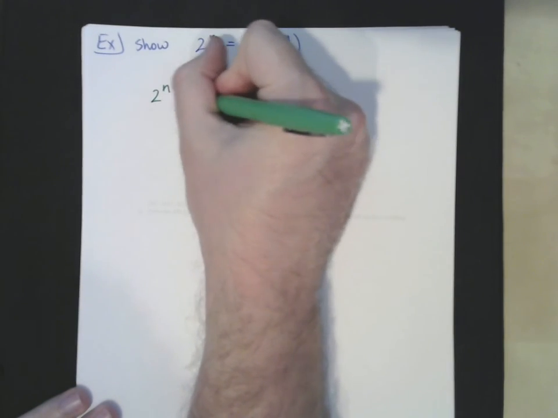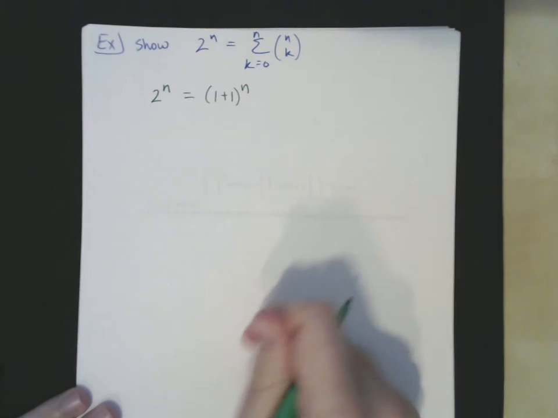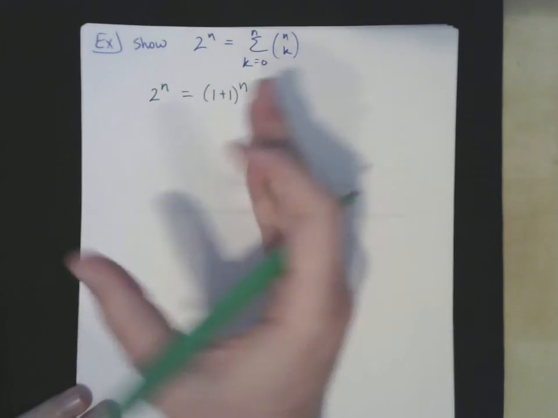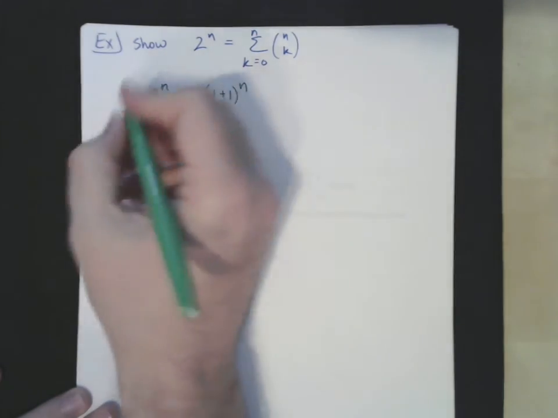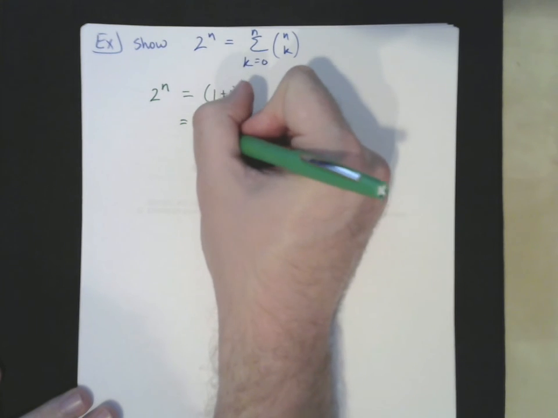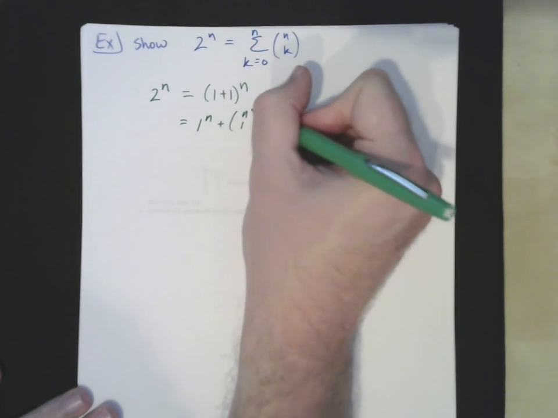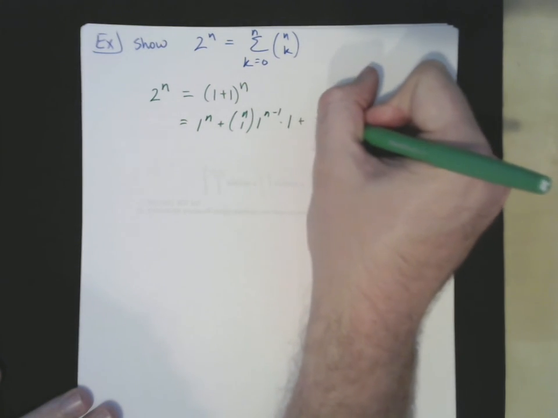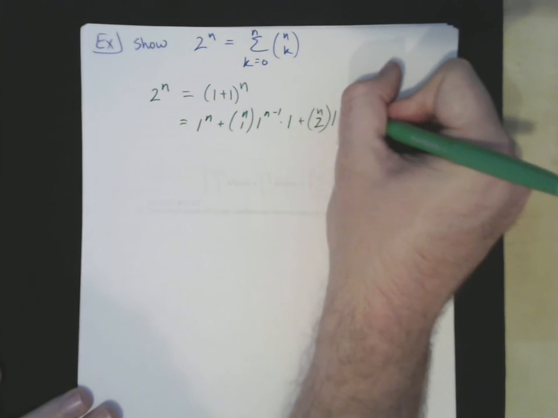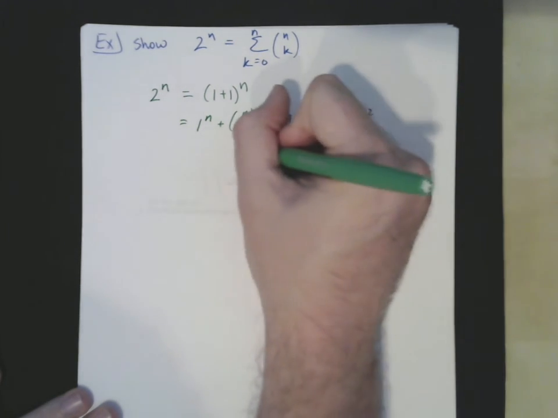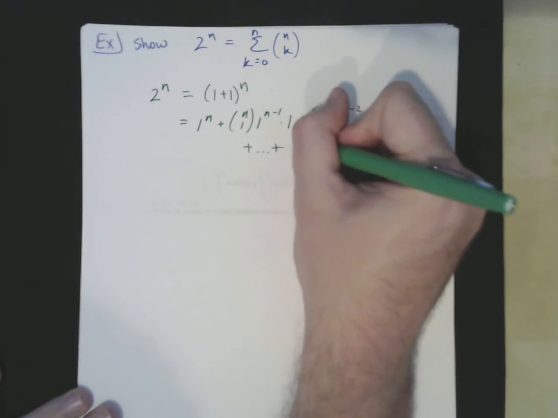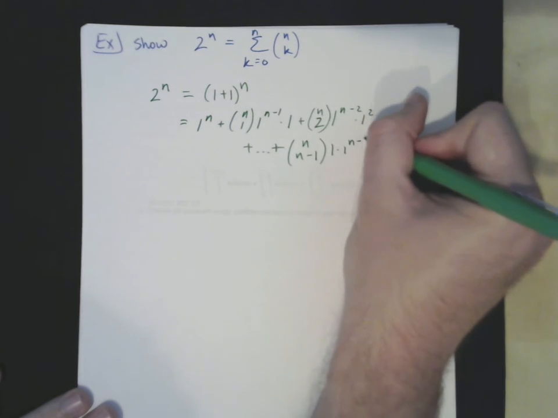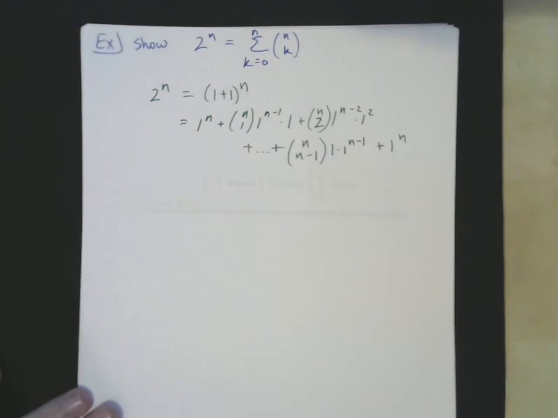So 2 to the n is really 1 plus 1 to the n. Well, now we have a binomial expansion. Remember, a and b just need to be real numbers. We typically have them as variables, but they don't need to be. So using our binomial theorem, this is 1 to the n plus n choose 1 times 1 to the n minus 1 times 1 plus n choose 2 times 1 to the n minus 2 times 1 squared plus dot dot dot plus n choose n minus 1 times 1 to the n minus 1 plus 1 to the n.